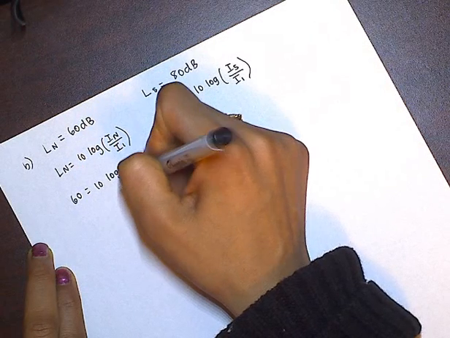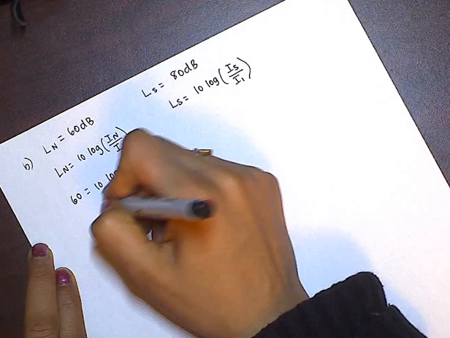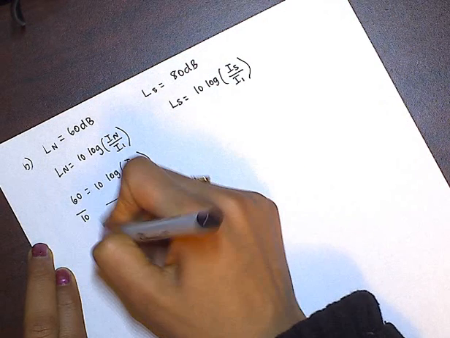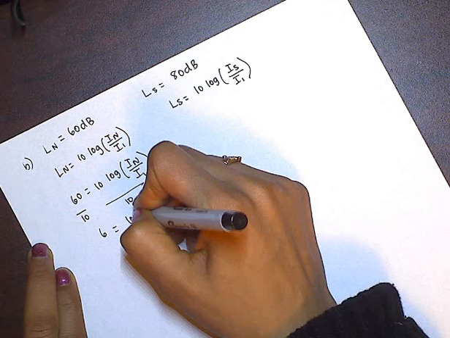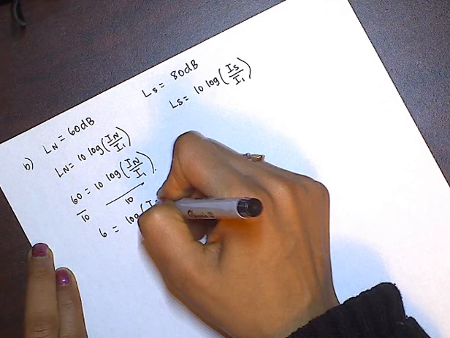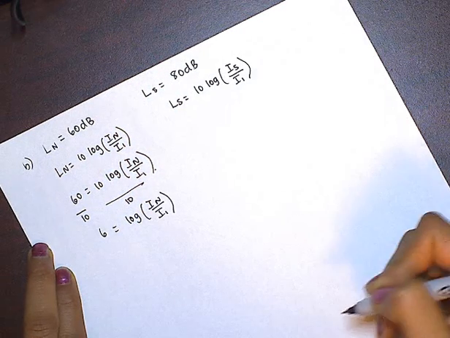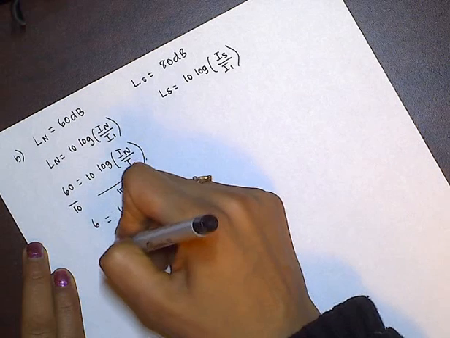I'm going to go ahead and divide both sides by 10. That's 6 equals log In over I1. I'm going to convert this into an exponential form now. So 10 to the power of 6 equals In over I1.